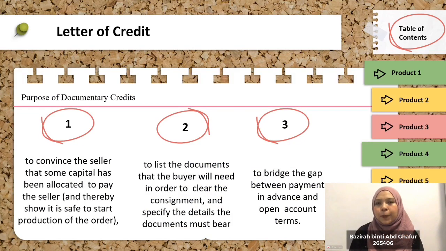Next, I will explain about the purpose of documentary credit. First, the purpose is to convince the seller that some capital has been allocated to pay the seller, and thereby show it is safe to start production of the order. Second, to list the documents that the buyer will need in order to clear the consignment and specify the details the documents must bear. Third, to bridge the gap between payment in advance and open account terms.